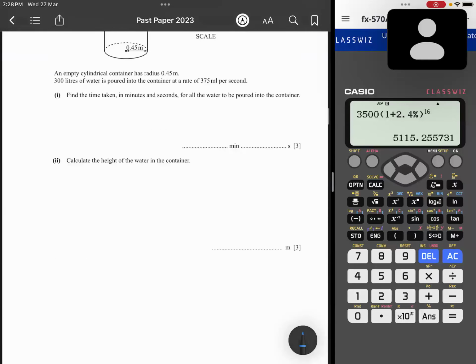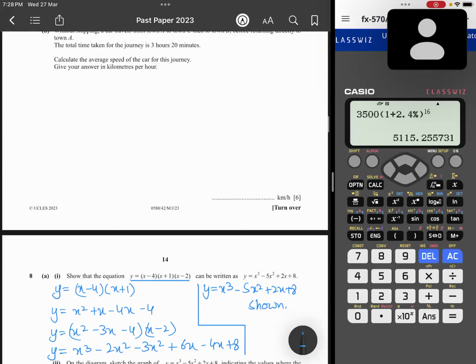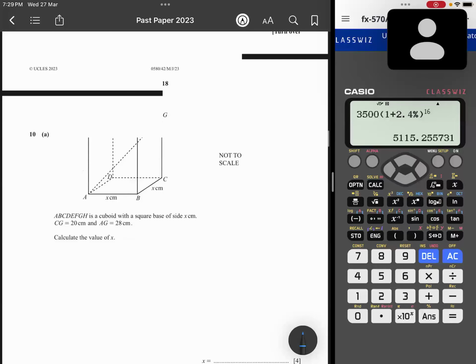Tomorrow we will be practicing statistics, okay? In these past papers. I will share this file after the class, sorry.